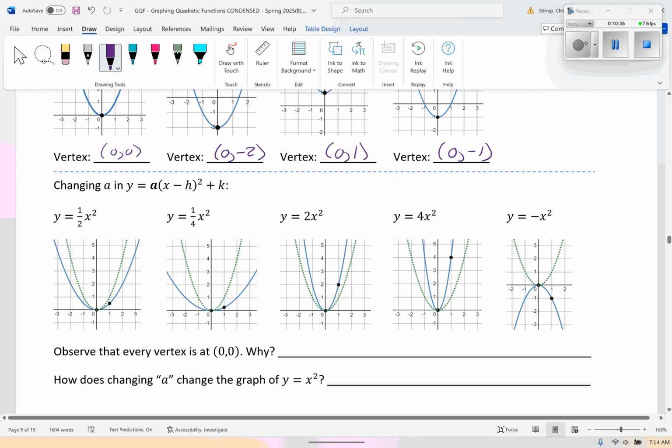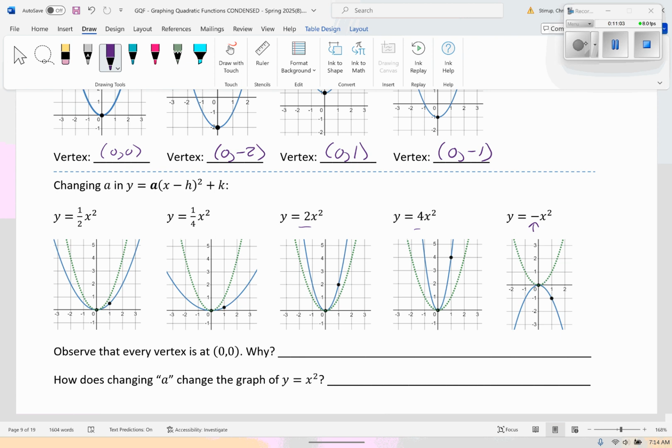And then these, notice the fractions. So the fraction makes it wider. So 1/2, 1/4 is like, tiny. But then when we change it to numbers, it makes it skinny. So the inside ones are skinny. The dotted is like the original. But then if I have a negative out front, it flips it upside down.